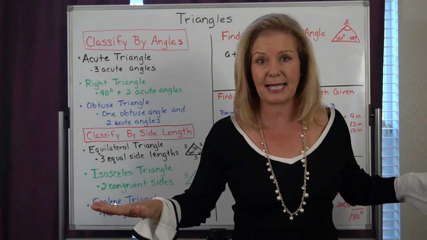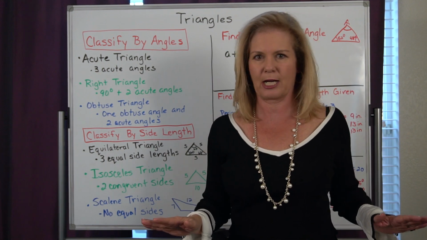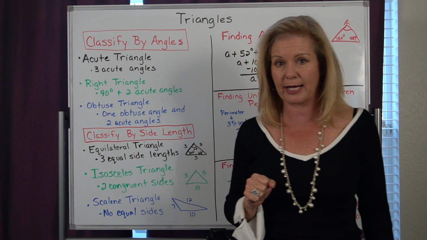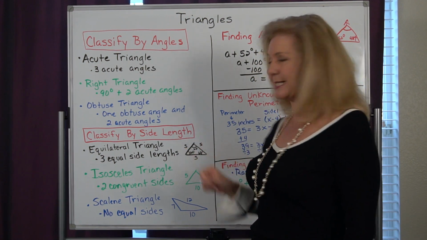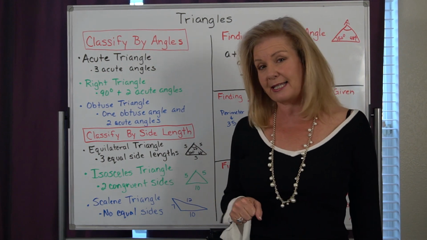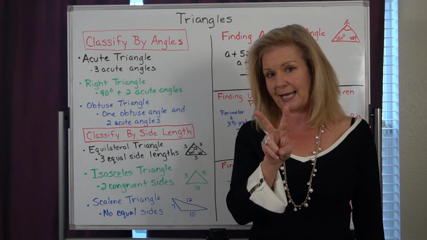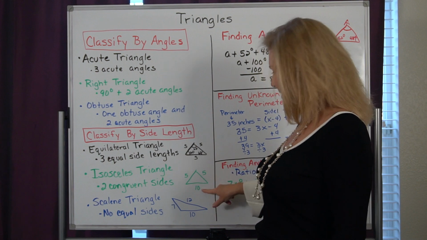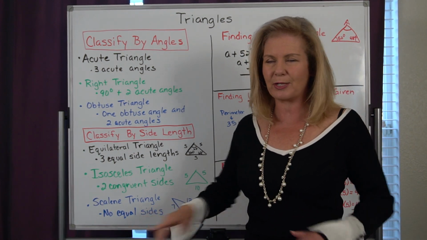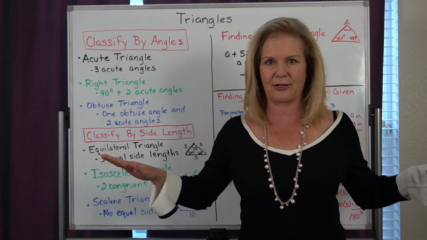If we're looking at their side lengths, we use completely different terminology. So if we're looking at side lengths, we could have an equilateral triangle, which simply means all three side lengths have to be the same measure. We can have an isosceles triangle, which means two of the side lengths have to be the same measure. One side length has to be different. Or we can have a scalene triangle, which means none of the side lengths are the same.